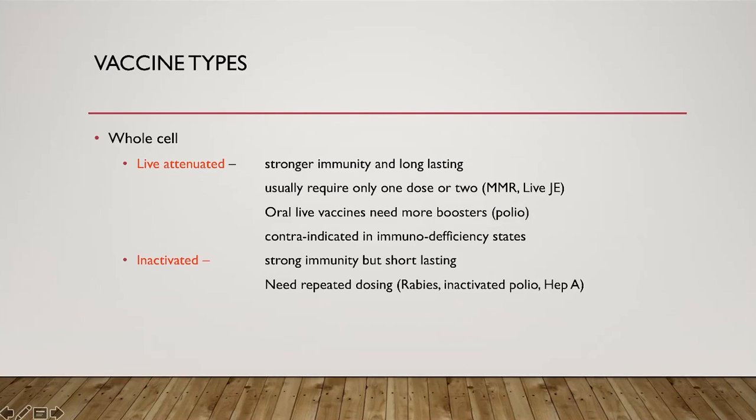Then the second type is the inactivated or killed vaccine. Again, it produces strong immunity, but because it has been inactivated, it can't replicate inside the host. Therefore, the immunity is strong, but short lasting. And the result is we need repeated dosing. The examples are rabies vaccine, inactivated polio, and hepatitis A. So these vaccines use the whole cell but killed. Therefore, you need repeated boosting.